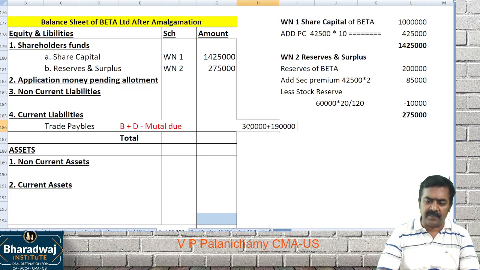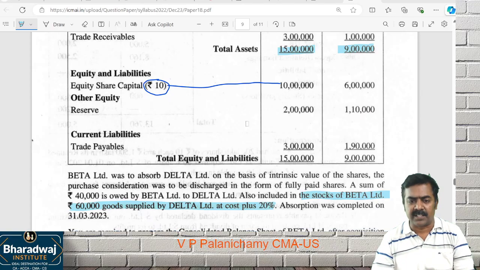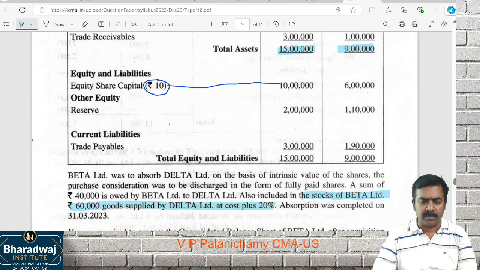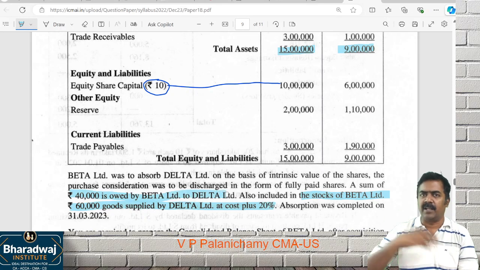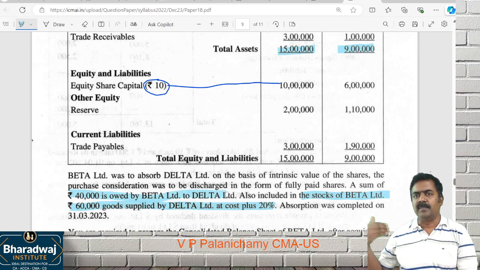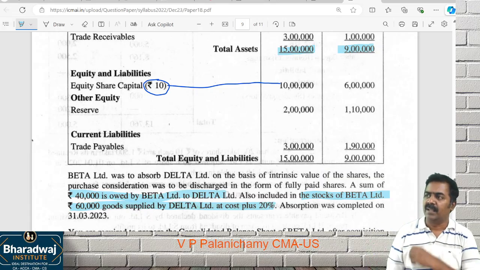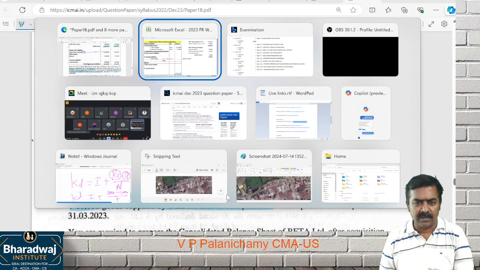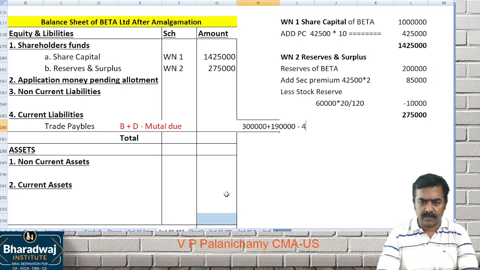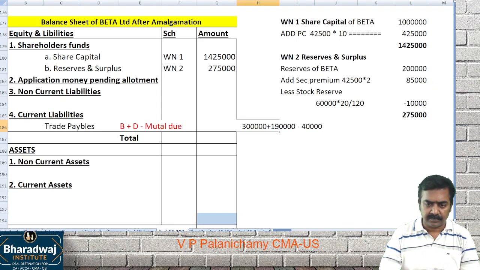There is a mutual due between the companies. It should be eliminated from both debtors as well as creditors. A sum of 40,000 is owed by what? Beta to Delta, or Delta to Beta, it can be either way. It will be in my liability, and it will be in your asset. When we consolidate in the business combination, we eliminate both. How much do you eliminate? 40,000.